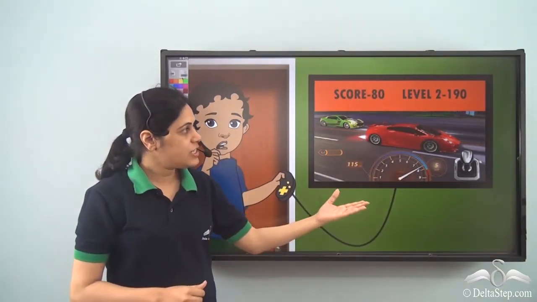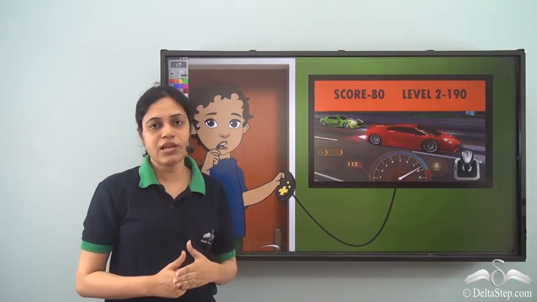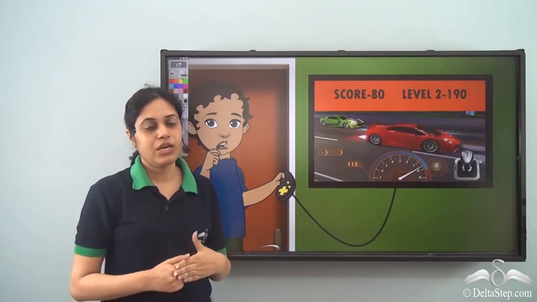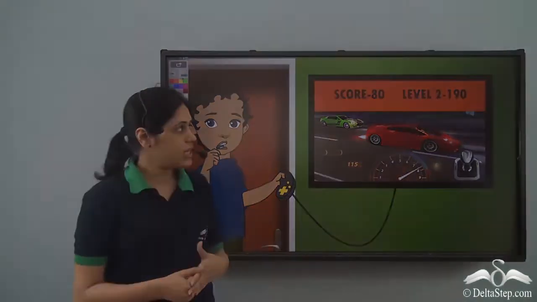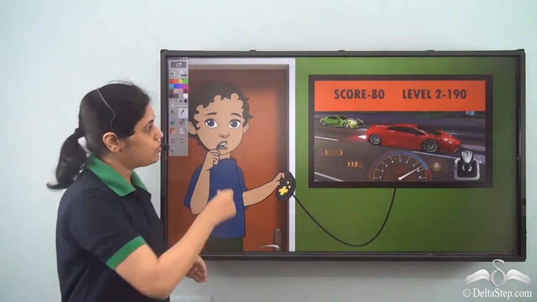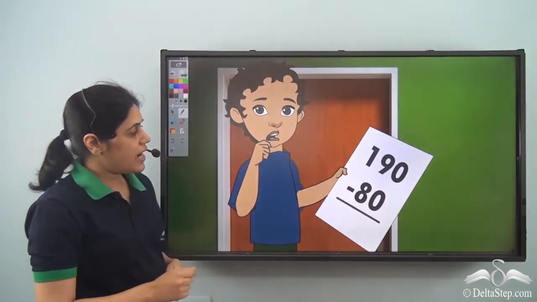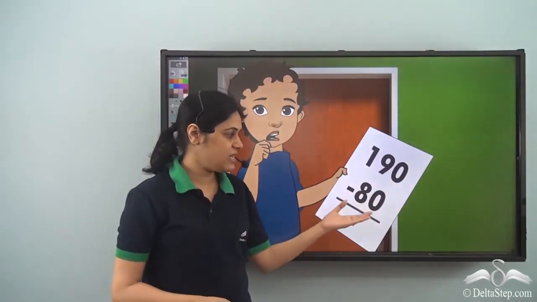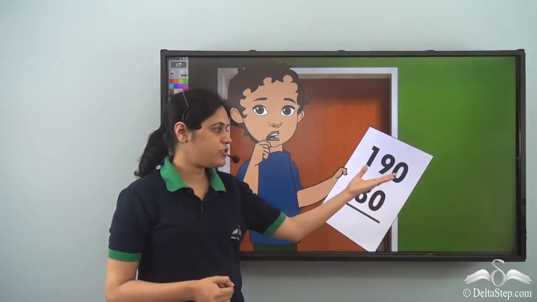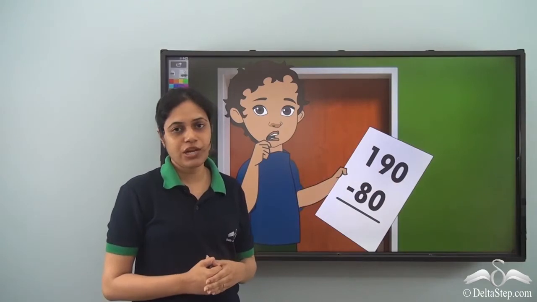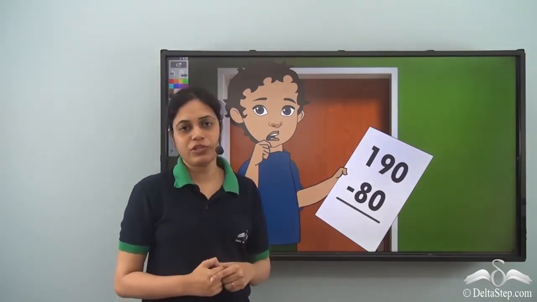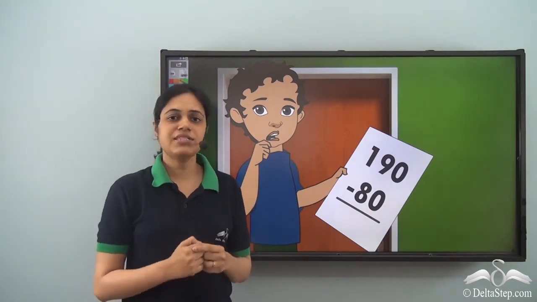Then he saw that in order to cross level 2, he needs to score 190 points. Now he wanted to see how many more points he needs to cross level 2. So for that, he needs to find 190 minus 80, but he does not know how to subtract from a 3-digit number. That is, how to subtract a 2-digit number from a 3-digit number. So let's help him out.